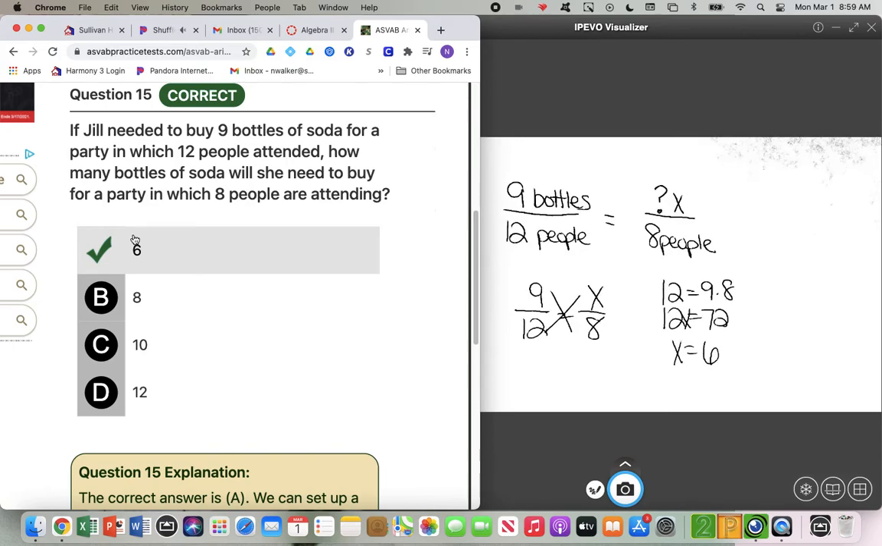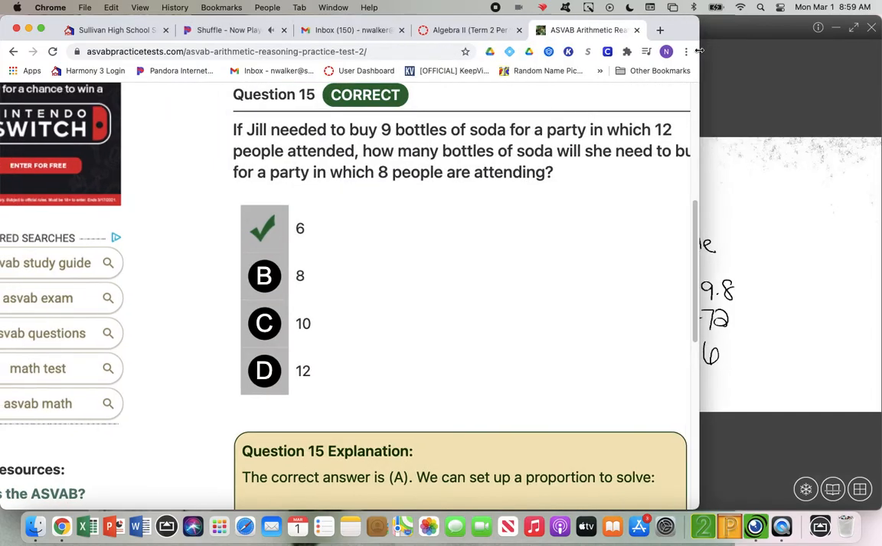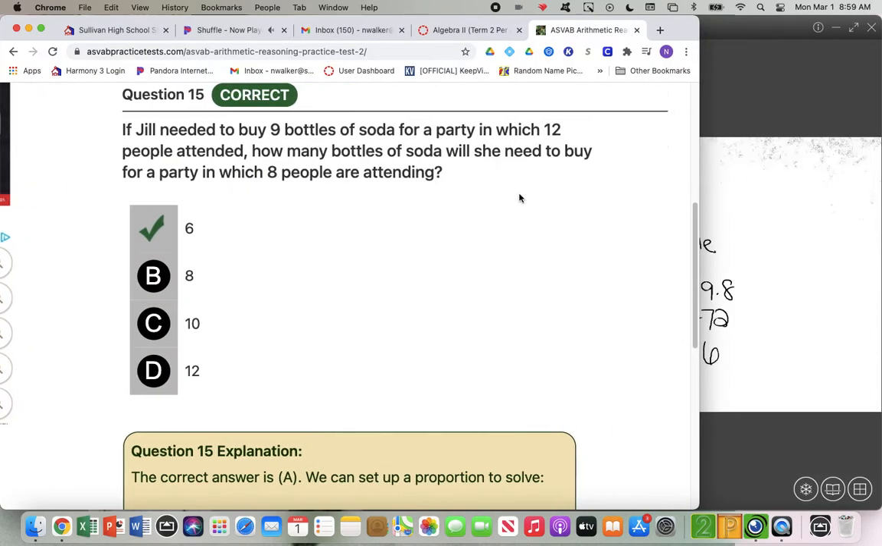All right, and then I want you guys to look at this question. You probably didn't even have to know how to solve this to do this. All right, we're buying 9 bottles for 12 people. So if the party is going from 12 people to 8 people, are we going to buy more or less bottles? Do you guys think that if we know how much we're buying for 12 people, are we going to buy more or less for 8 people? Less. How many numbers up there are less than 9? Well, there's 2.